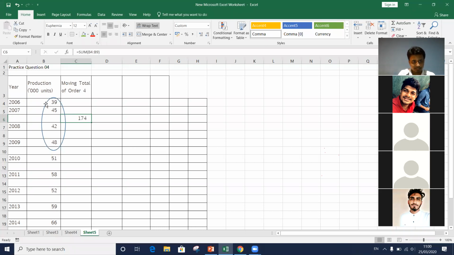Then for the next group, we ignore 39 and take into account 51. This is our new group; we moved one step. Now what is our total? 186. Can I write the total here, in this column? No. Where should 186 be written? Next column, below that, in the middle of 2008 and 2009.